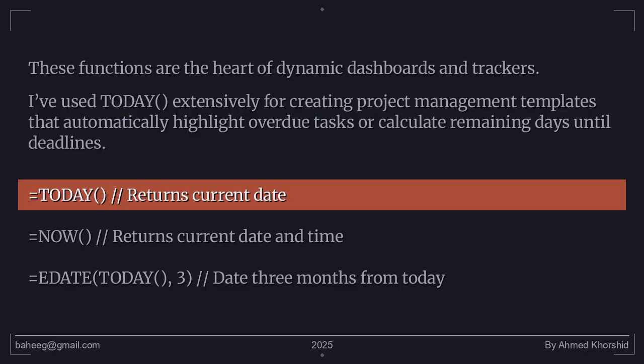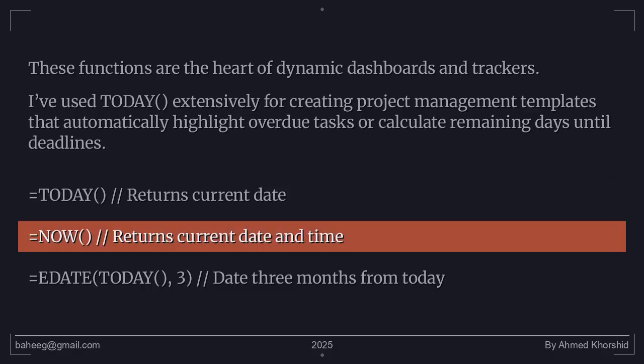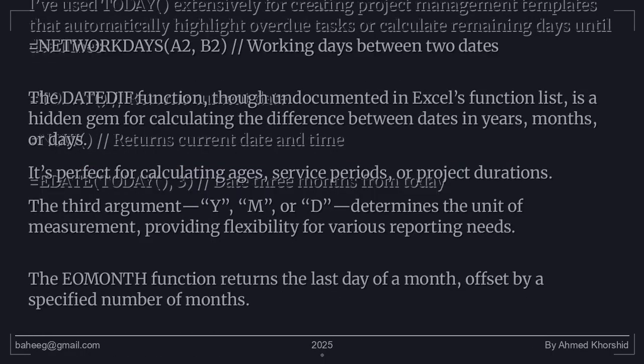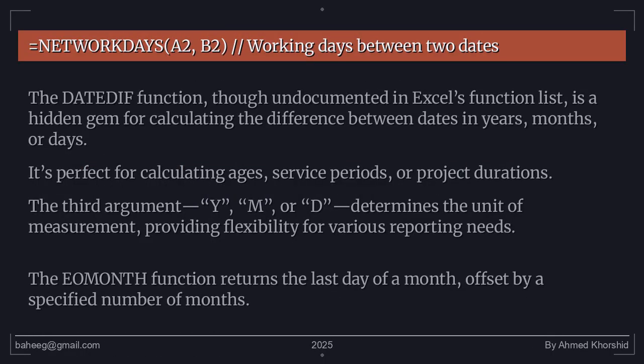Equals TODAY, returns current date. Equals NOW, returns current date and time. Equals EDATE, TODAY, 3, returns the date 3 months from today. Equals NETWORKDAYS, A2, B2, returns working days between two dates.